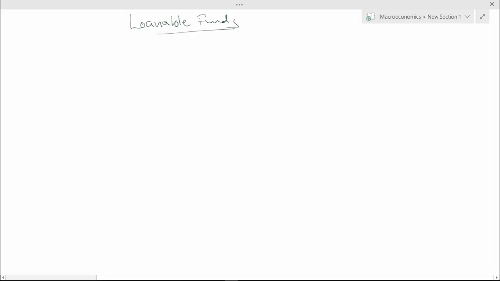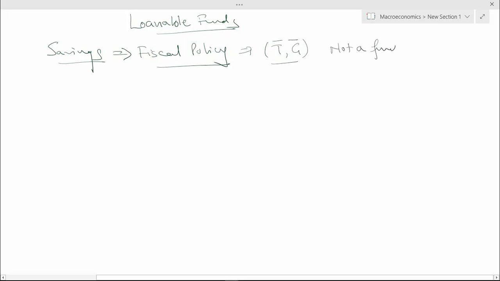Assumptions which have already been worked out. First, we are looking at savings, and whenever I'm talking about savings, I'm talking about national savings, but I'll just write savings. Now, savings, we have seen, is not a function of interest rates; it's a function of fiscal policy. In this fiscal policy, we have kept both tax and government purchases constant. And we have seen savings is not a function of interest rates.